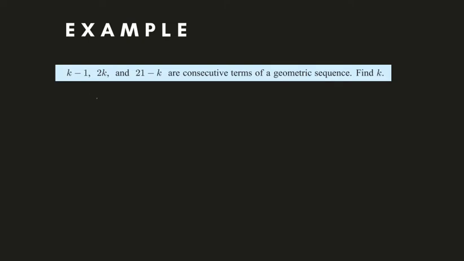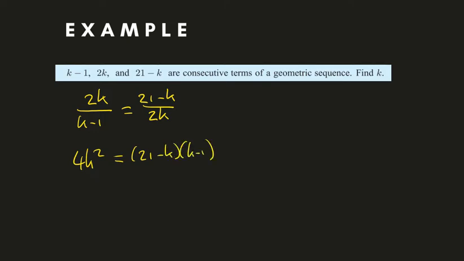Well, that means that 2k over k minus 1 should be exactly the same as 21 minus k divided by 2k. That's our setup. So now if we simply try and solve this equation, we should be in a good place. Let's get rid of the fractions first. We'll have 4k squared equals 21 minus k times k minus 1 if we cross multiply. Let's expand those brackets next. 4k squared is going to be 21k minus 21 minus k squared plus k.